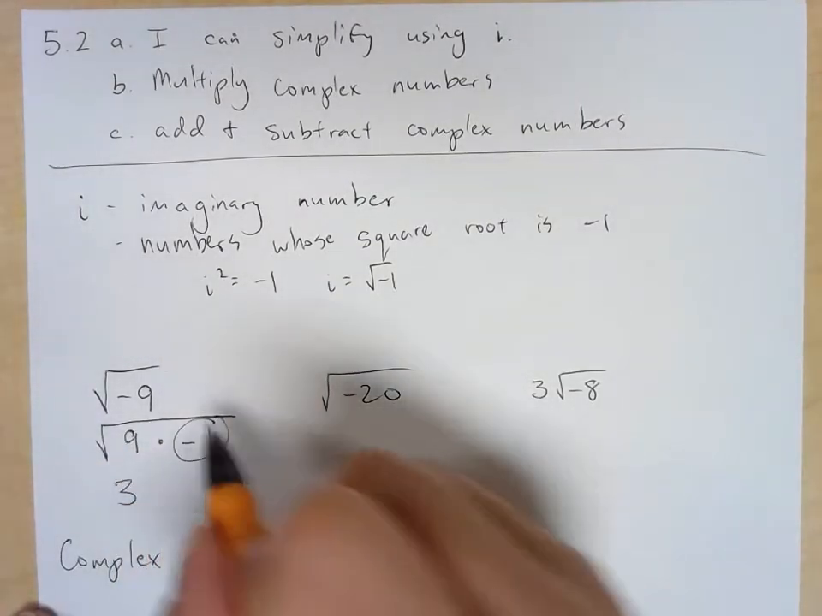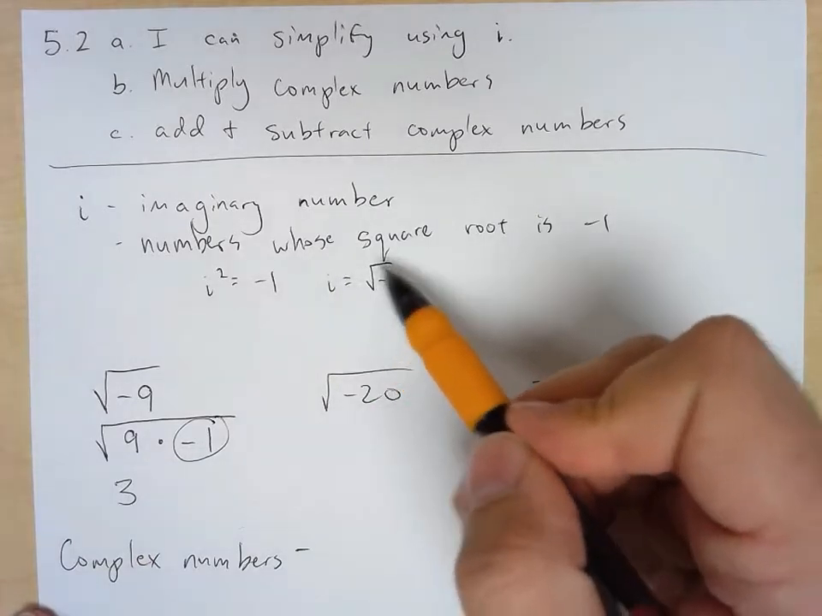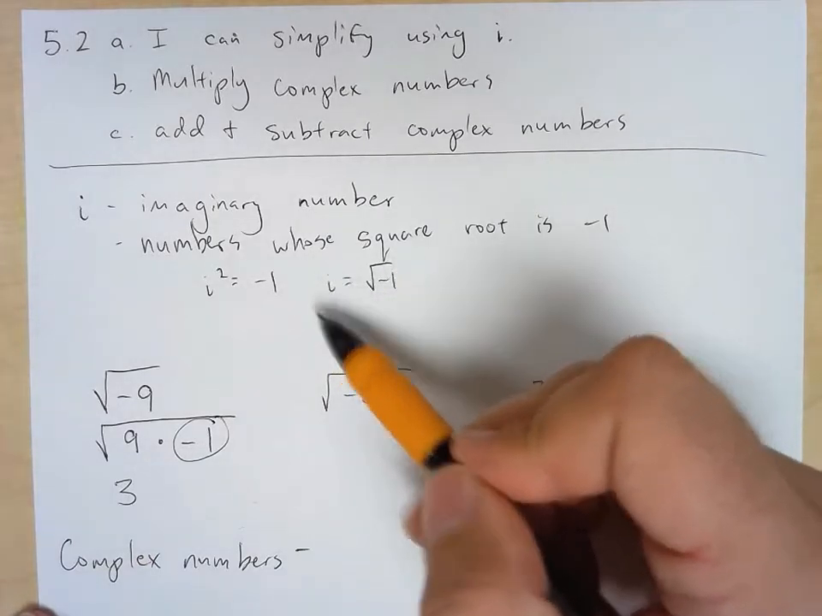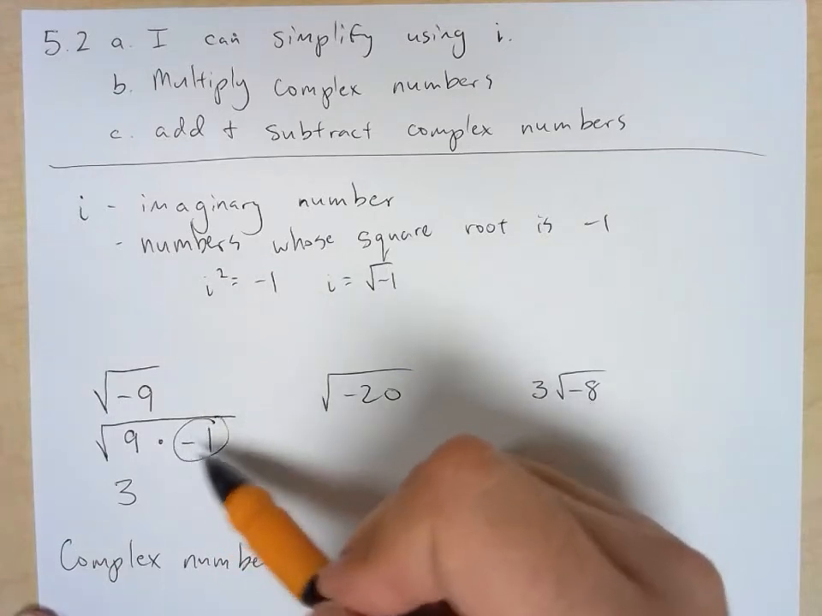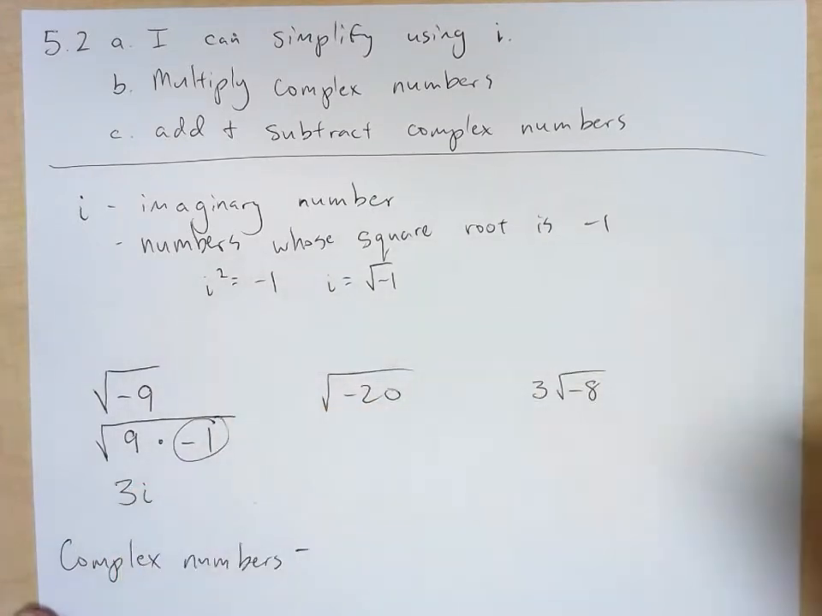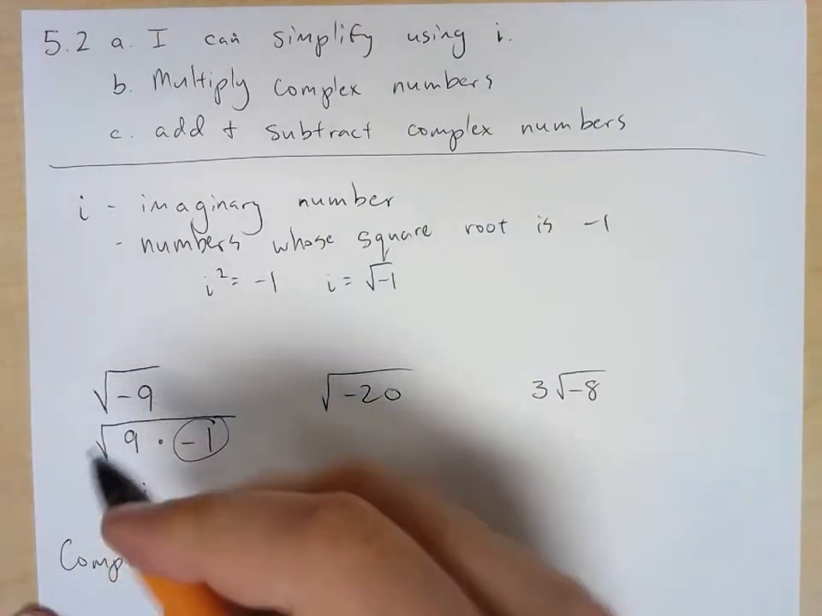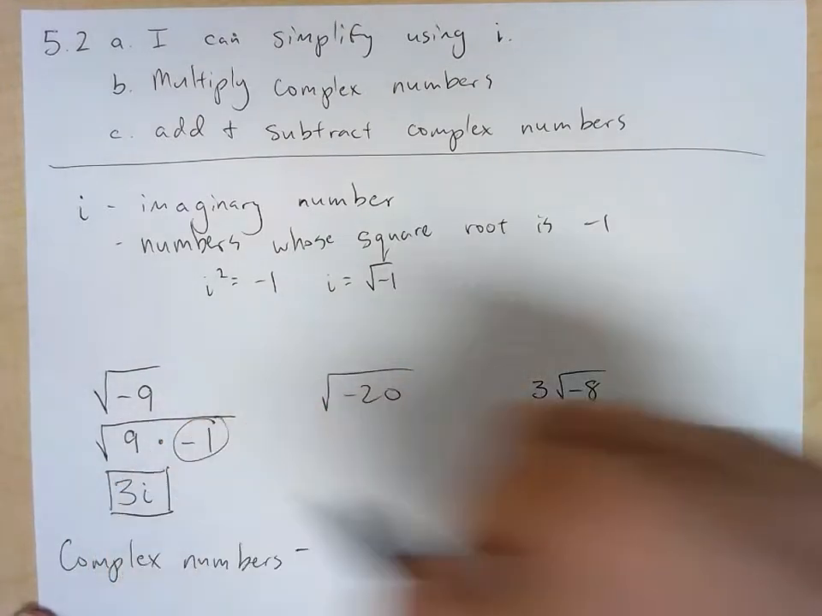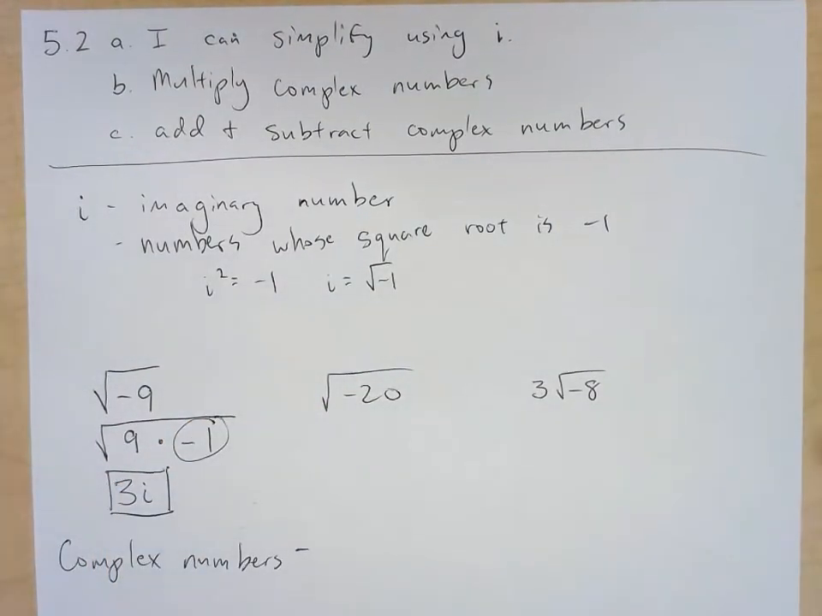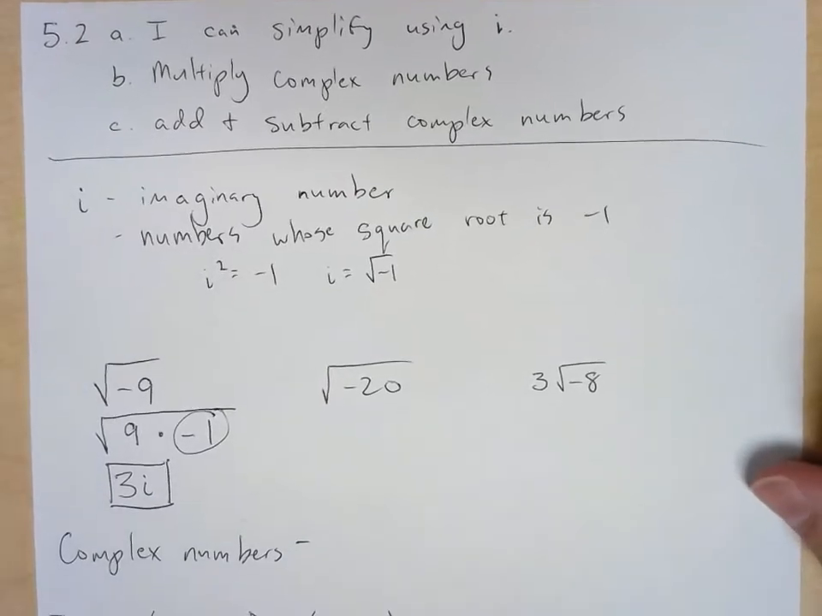And then the square root of -1 is this i thing. We said the square root of -1 is equal to i, and there's no square root sign here. So when we do this, the square root of -1 is going to turn into i. So the square root of -9 is really equal to 3i. And that's it. That's all we have to do. So let's do a couple more, a little bit harder examples in here.